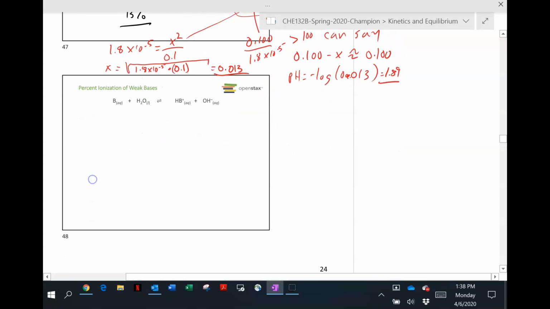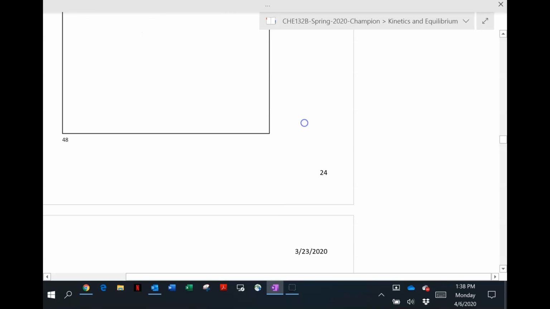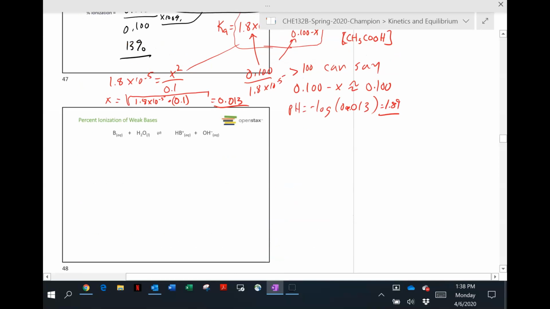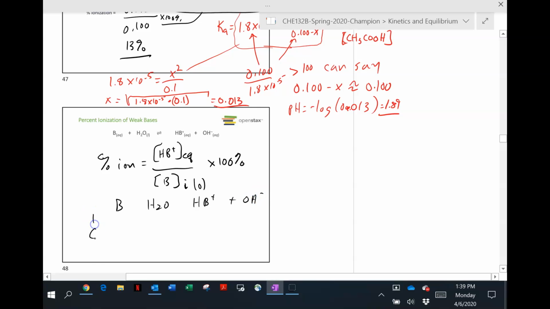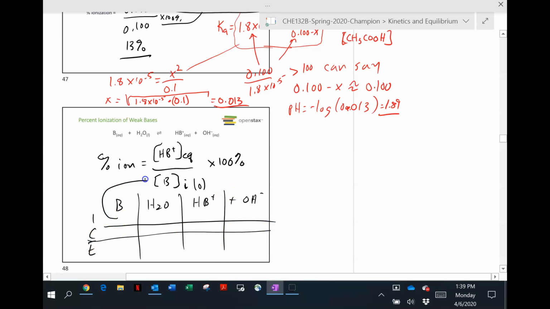If you did a percent ionization problem for weak bases, it's going to be similar. The percent ionization is going to be the HB plus, or the OH minus, at equilibrium, divided by the initial base times 100%. If we're looking at our ICE chart, we're looking at this number on the bottom and this number on the top, and that is how we would do that percent ionization problem for weak bases.